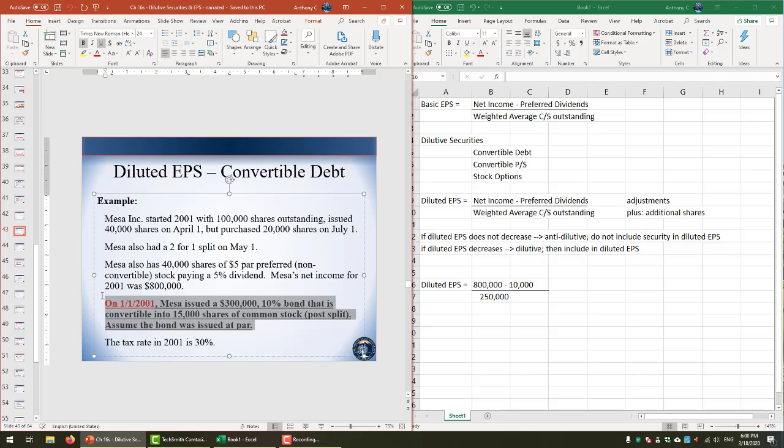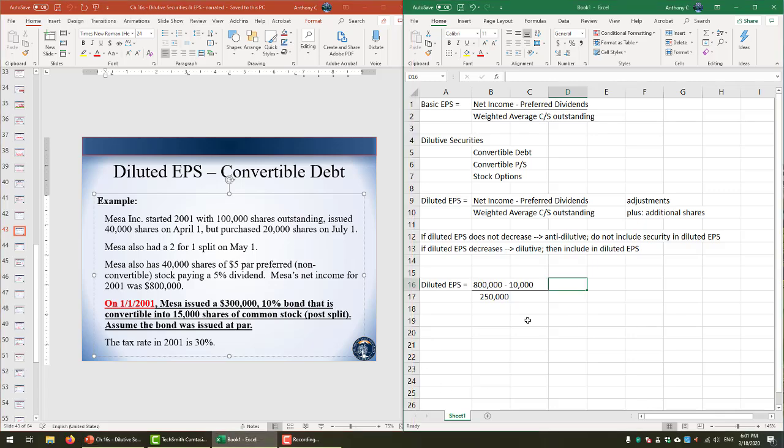So then it tells us on January 1st, 2001, Mesa issued a $300,000 10% bond that is convertible into 15,000 shares of common stock post-split. Assume the bond was issued at par, and the tax rate in 2001 is 30%. In the case of convertible debt, since the bond is going to be convertible into 15,000 shares of common stock, we can add that 15,000 shares into the denominator.